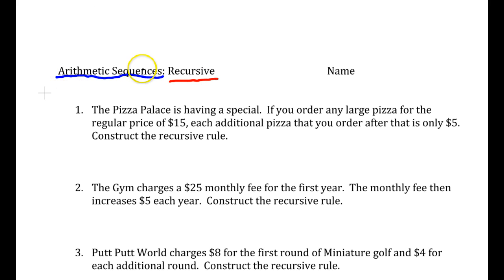So first, arithmetic sequence. Okay, it's got two parts. Sequence just means a series of numbers. So let's say 15, 20, 25, 30. This is just a series of numbers, also called a sequence of numbers. Okay, so that's what a sequence is. What makes it arithmetic though?